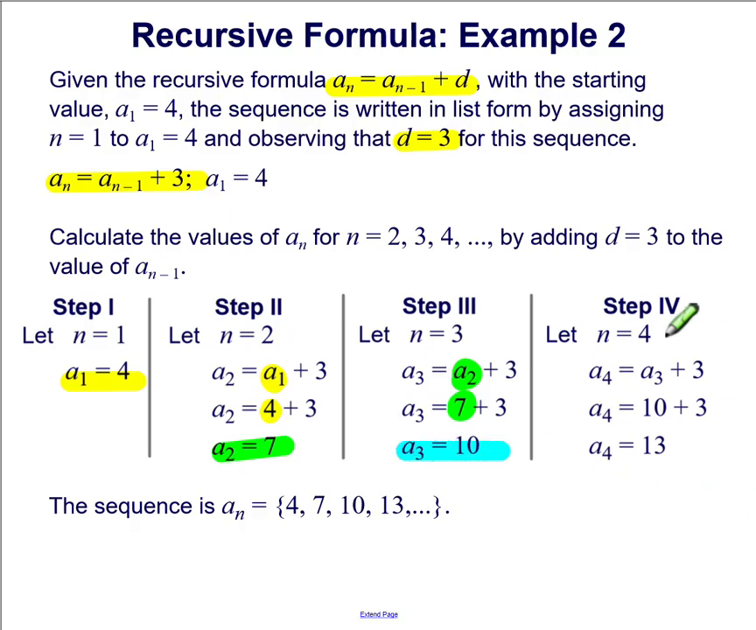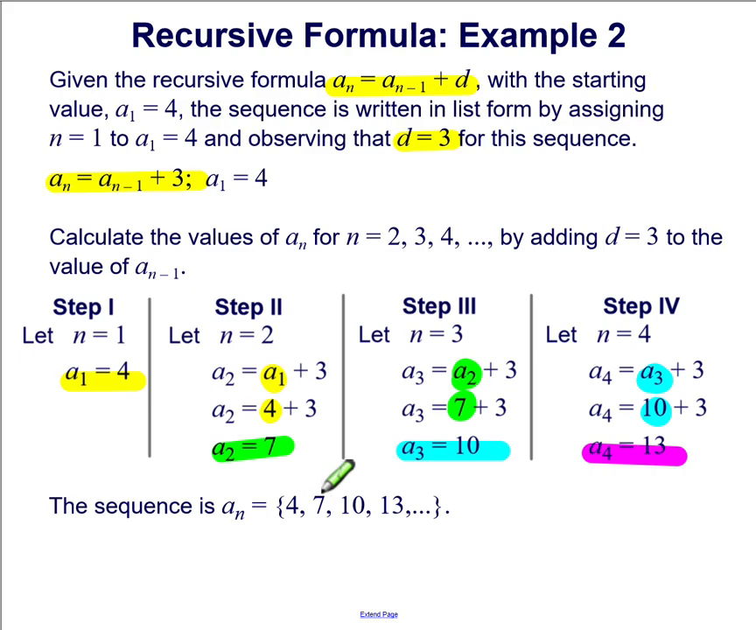Now let's make n equal 4 for the fourth term. So we have a sub 4 is equal to the third term, the previous term. Okay, remember 4 minus 1 is 3. That's why we have this little n minus 1 subscript here. So my fourth term is equal to the third term plus 3. What's the third term? The third term is 10. So the fourth term is going to be 13. And that's how we generate the first 4 terms of the sequence.